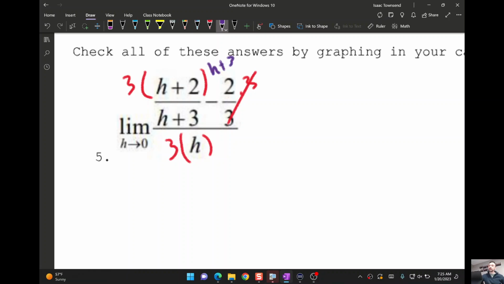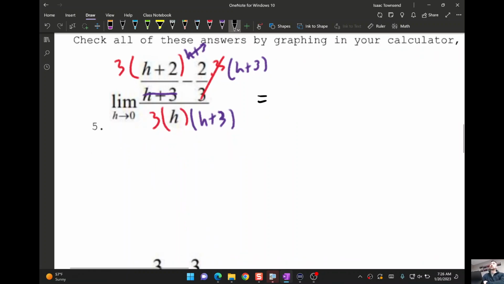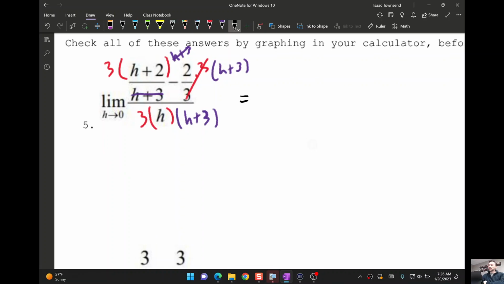Okay, and h plus 3, I really want to multiply this one, but to keep it balanced, all of them. This is actually an h. So once these two canceled out, our first term, we're left with a 3 times h plus 2. I'm just going to go ahead and distribute.